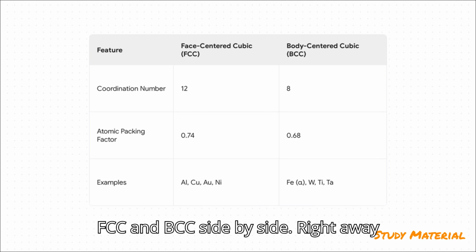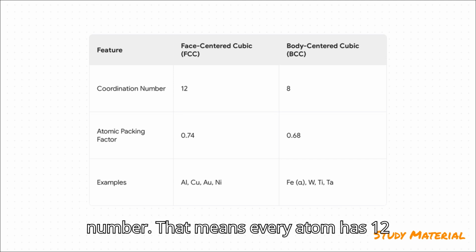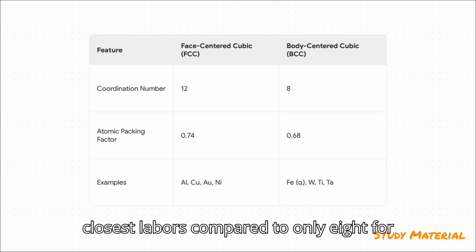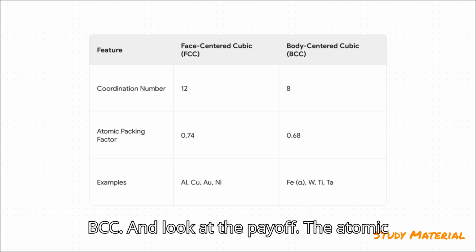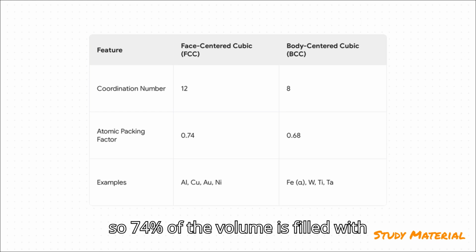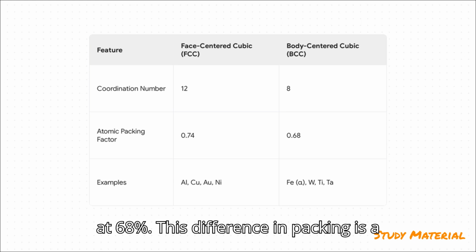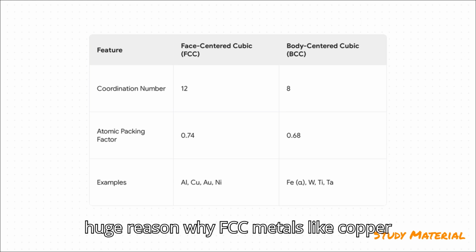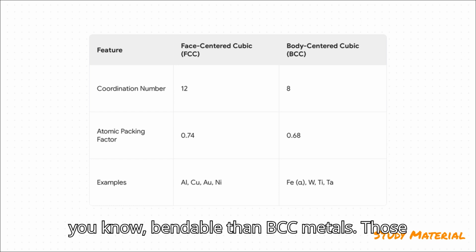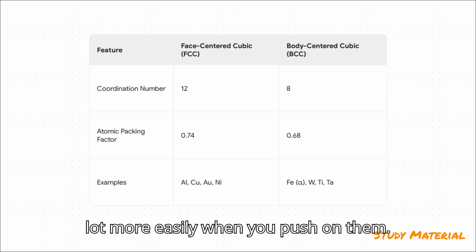Now this is where it gets really interesting. Let's compare FCC and BCC side by side. Right away, you see FCC has a higher coordination number. That means every atom has 12 closest neighbors, compared to only 8 for BCC. And look at the payoff. The atomic packing factor for FCC is 0.74, so 74% of the volume is filled with atoms. BCC is less efficient, down at 68%. This difference in packing is a huge reason why FCC metals like copper and aluminum are usually more ductile, bendable, than BCC metals. Those densely packed planes in FCC structures just let atoms slide past each other a lot more easily when you push on them.